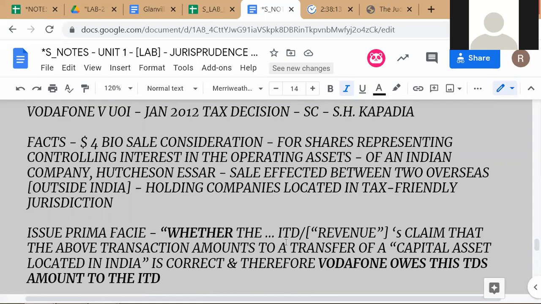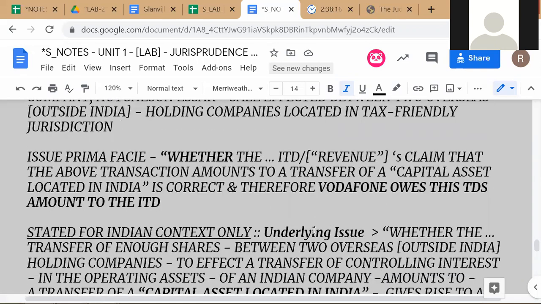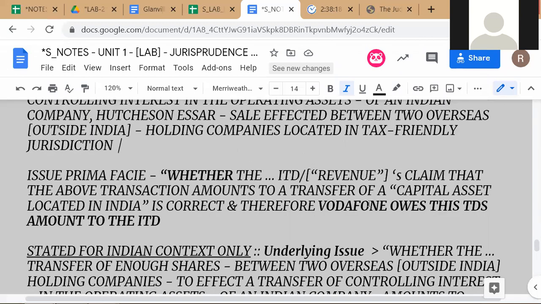Okay. And so if you see here, we have stated the issue. First, the issue prima facie is very specific. They look at the particular controversy because they're fighting about some amount, let's say X crores. Does Vodafone owe X crores to the income tax department? That was a statement of the issue prima facie.